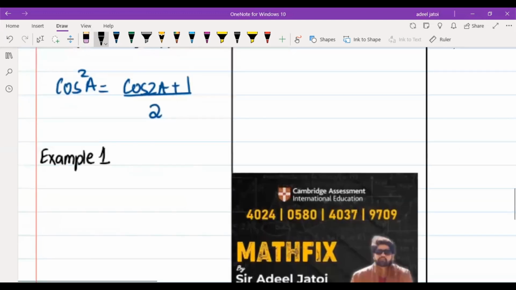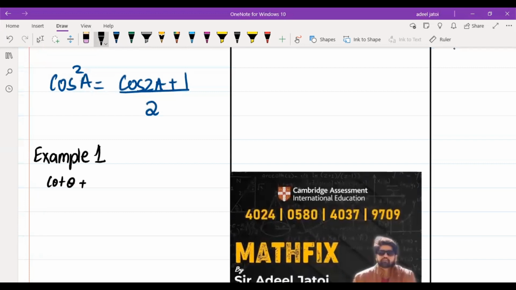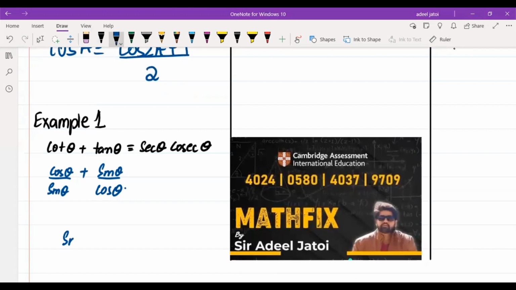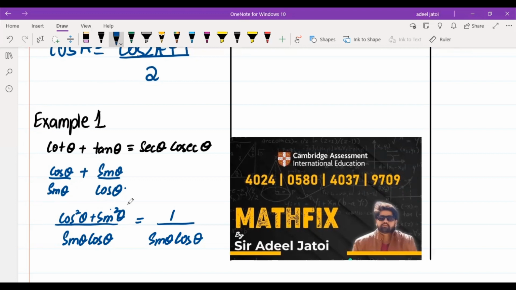Let's say that we have cot theta plus tan theta. Prove it equals sec theta cosec theta. With respect to the identities, we know that cot theta is cos theta upon sin theta, and tan theta is sin theta upon cos theta. Solving this using the LCM method, we get (cos square theta plus sin square theta) upon sin theta cos theta. And sin square theta plus cos square theta is 1, from AS, so we replaced this with 1, giving 1 upon sin theta cos theta.